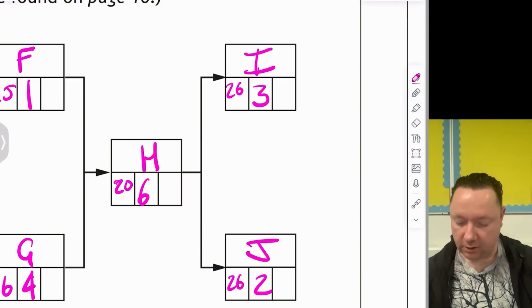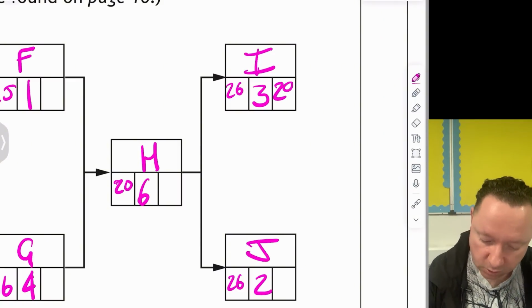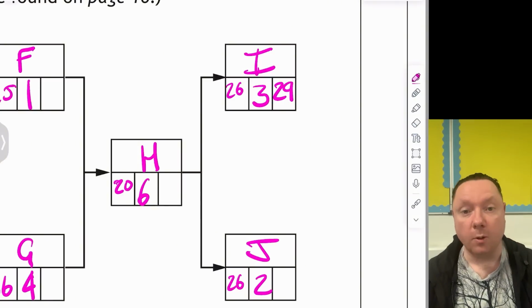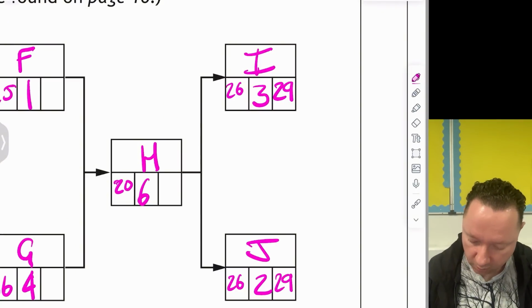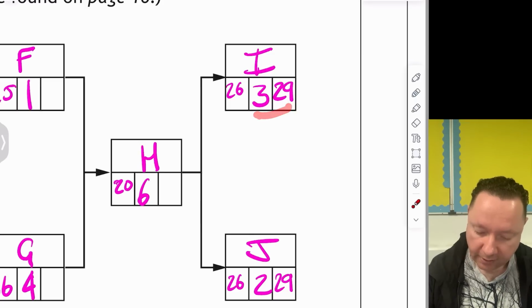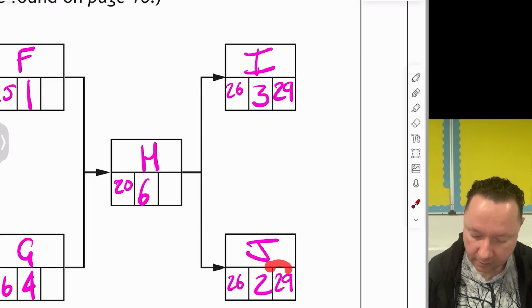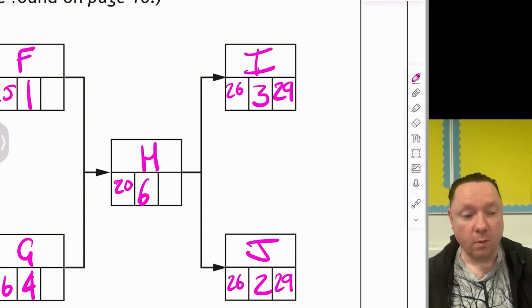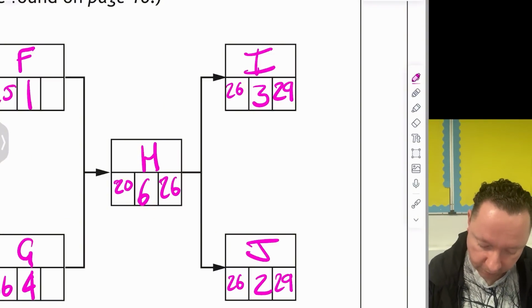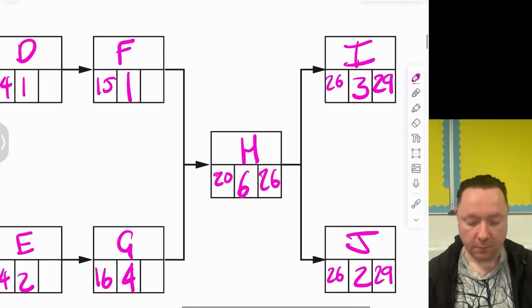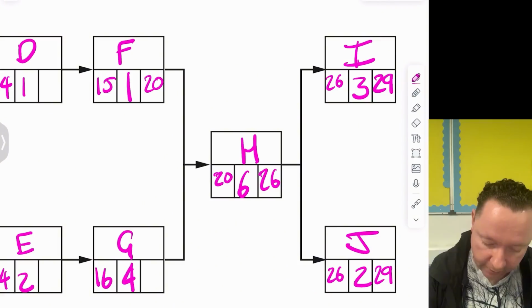So we now do a backward scan. So we've got 26 plus 3 is 29. And 26 plus 2 is 28. But 29 because we're at the end. So it's still both just 29. And then to go backwards, 29 minus 3 is 26. 29 minus 2 is 27. So we pick the one which is the smallest, which is 26. If you've got a choice, pick the smallest one. 26 minus 6 is 20 for both of these.